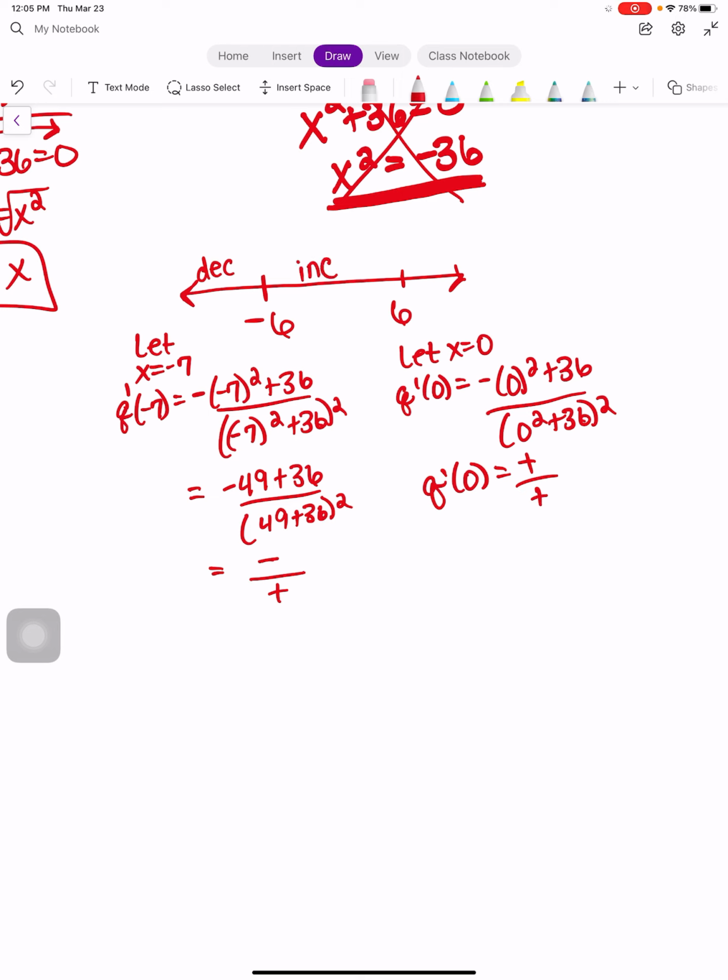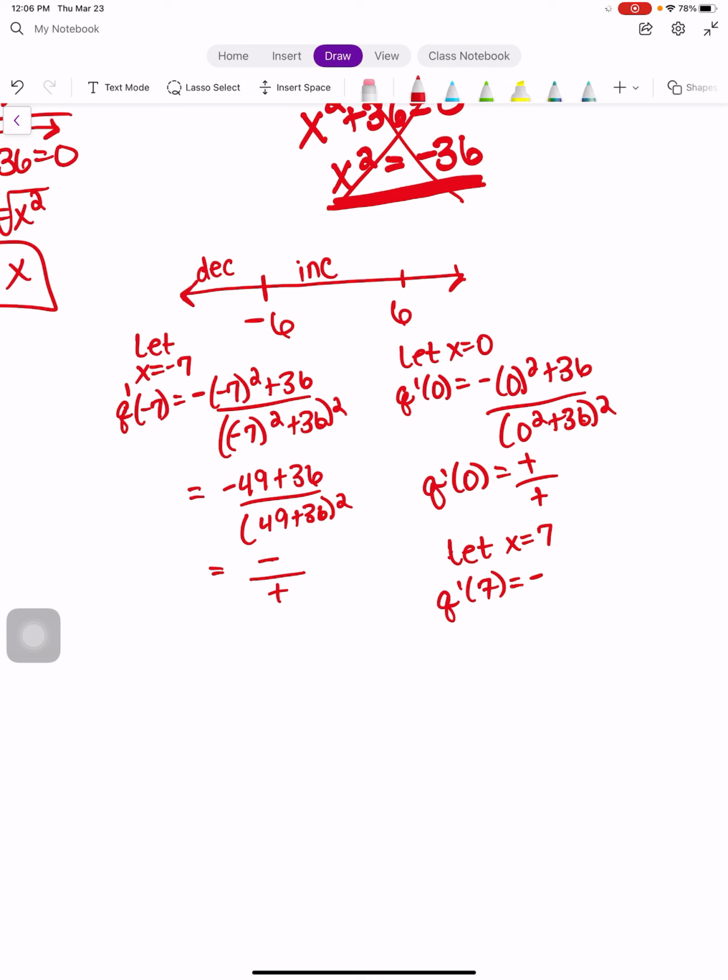Because that gives me a positive derivative, that tells me that over that interval, that function is increasing. And now let's test that last interval. So I can let x be equal to 7. You could choose 7, 8, 9, 10, any number you want, just as long as it's greater than 6. And then I would substitute 7 into that derivative.